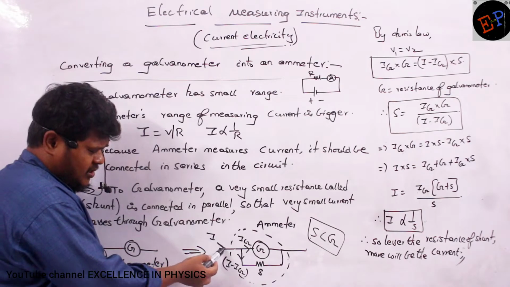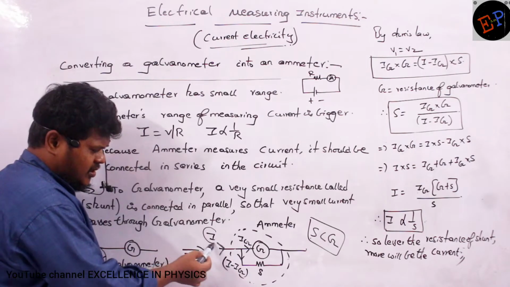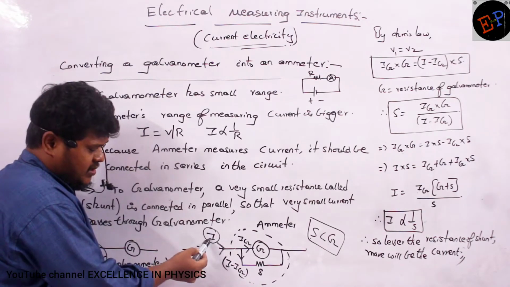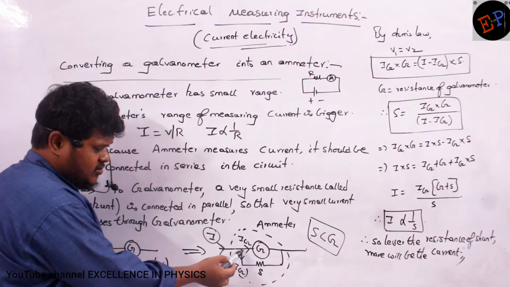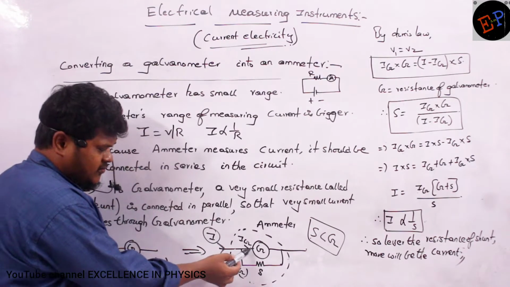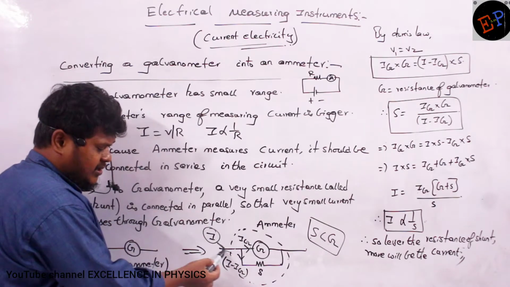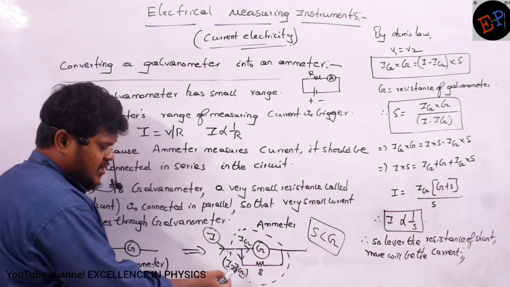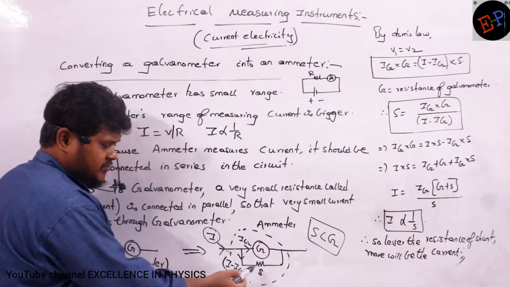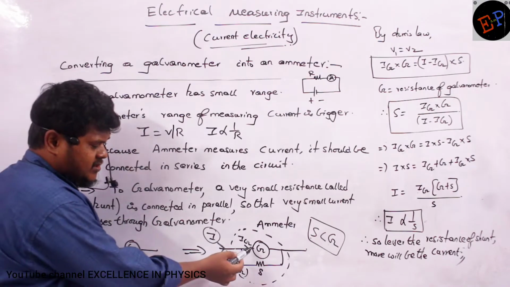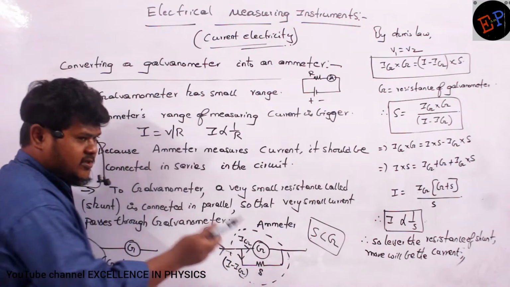And what is the total current flowing in the circuit? Total current is I. So this current should get divided into two branches, no? So Ig current flows in the galvanometer, and the remaining current is I minus Ig. This I minus Ig should flow into the shunt. And already we discussed that galvanometer should measure only a small amount of current.